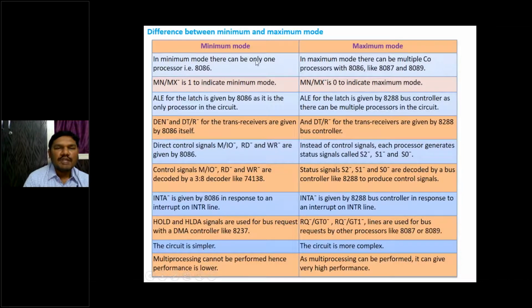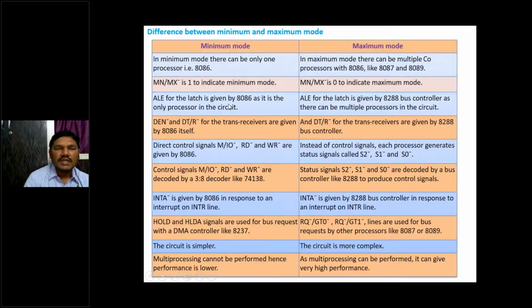In minimum mode, there can be only one processor, whereas in maximum mode, there can be more than one processor. If the MN/MX bar pin is 1, it indicates minimum mode, and if MN/MX bar is 0, it indicates maximum mode of operation.